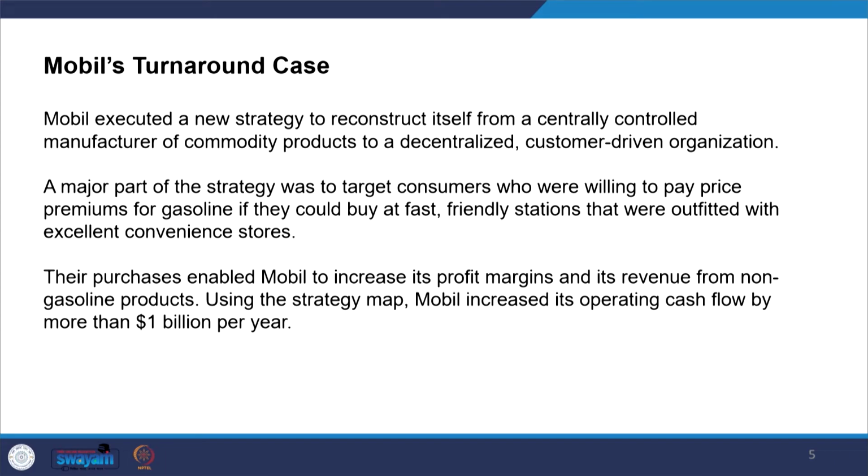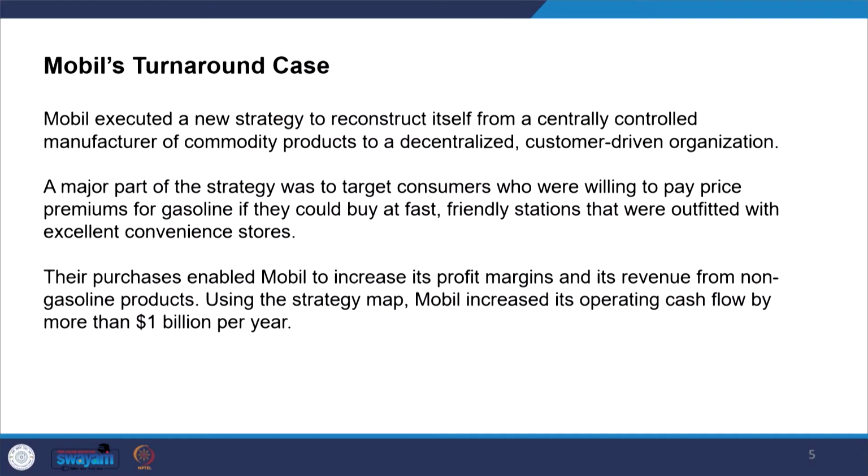Now what does it say? The company understood that although consumers are buying the same gasoline, a very basic commodity, they were ready to pay a higher premium if they were provided a better, faster service, and if the people in the gasoline stations were friendly in nature, and if there were convenience stores close by, where they could make other purchases, their daily routine purchases. That would be much better for them. So they realized this was very important from the customer perspective.